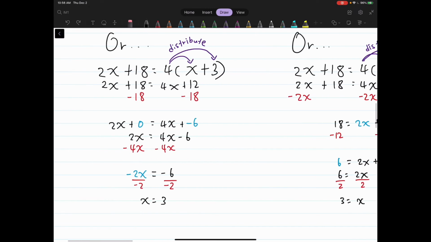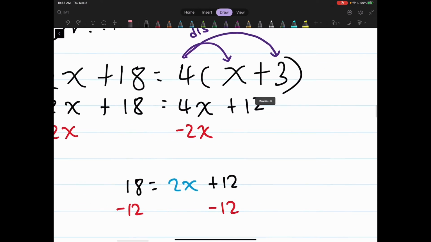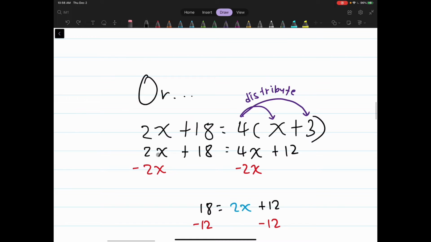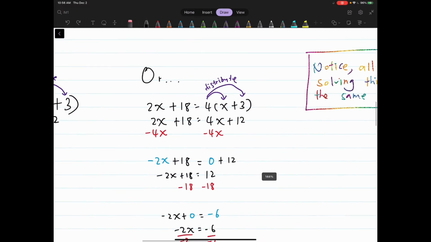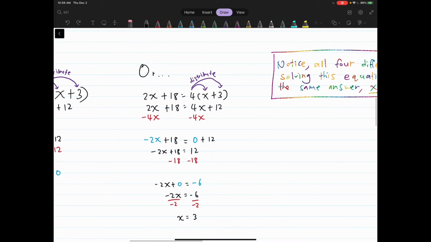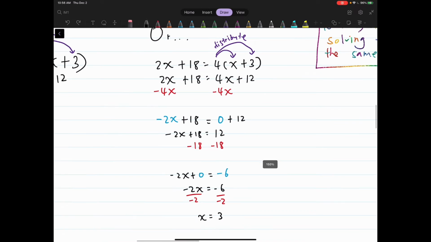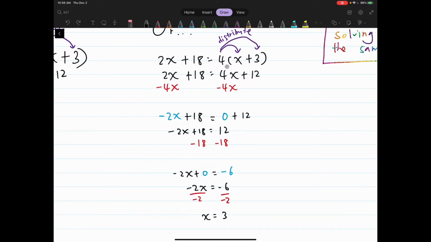This time around, instead of getting rid of the positive 2x here, I'm going to get rid of the 4x here, right? So I want you guys to actually pause the video and try this one, subtracting the 4x first and solving it out that way. So I subtracted the 4x on both sides. 4x minus 4x is 0. 0 plus 12 is 12. 2x minus 4x is negative 2x plus 18. And so I have this problem right here. Negative 2x plus 18 is equal to 12.